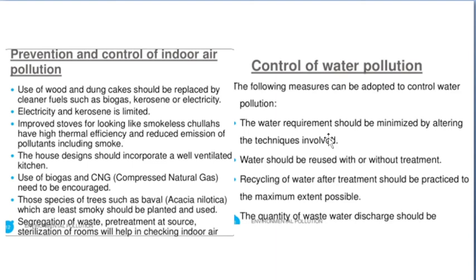Okay, then control of water pollution. How can we control water pollution? So we can take some measures like the water requirement should be minimized by altering the techniques involved. Okay, then water should be reused with or without treatment. Then recycling of water after treatment should be practiced to the maximum extent possible. Then the quantity of wastewater discharge should be checked.